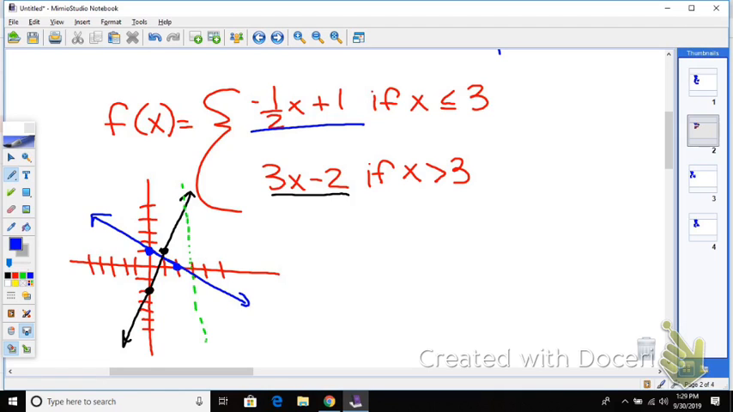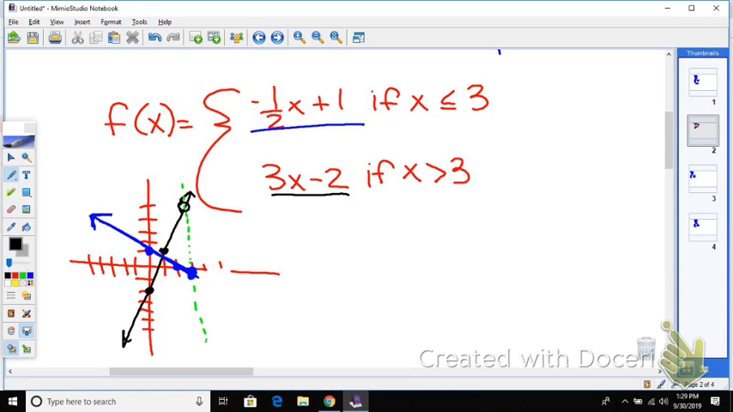So my blue graph, is that going to be an open or a closed dot at 3? Blue is going to be a closed dot, because it's less than or equal to. So closed dot, and then do I want to keep the right or the left? X is less than or equal to 3. The left, yep, I want to keep the left. So I'm going to erase the right. And then for the black graph, is it an open or a closed dot?